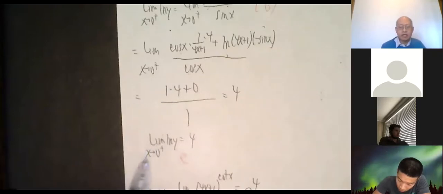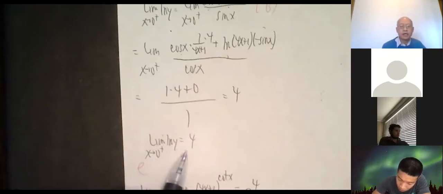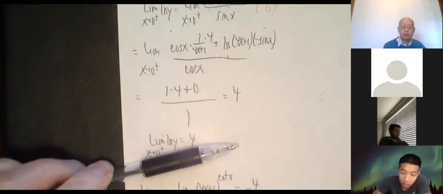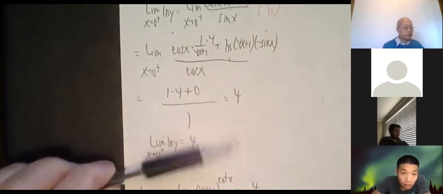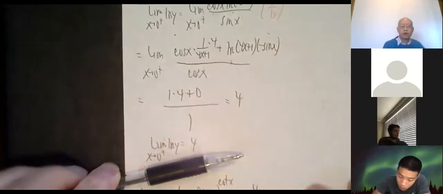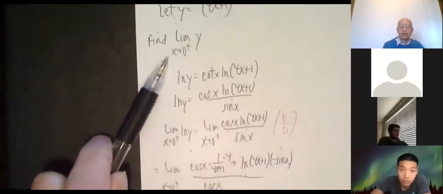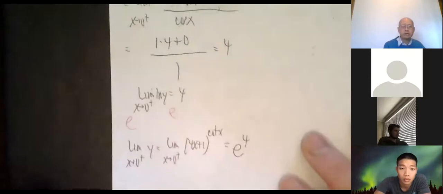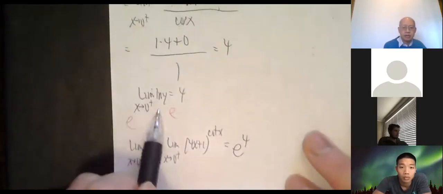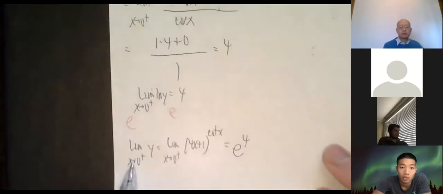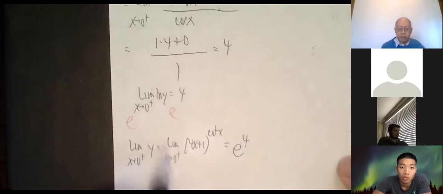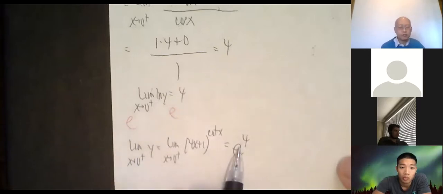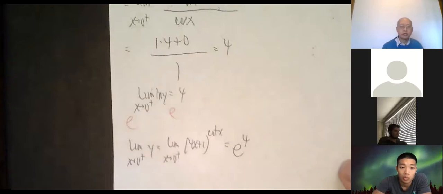Okay, so limit as x approaches 0 from the right of ln y is equal to 4. Okay. And you know the way the game works. I found the limit of ln y, 4, but I want the limit of y. So again, exponentiate, put an e here, e here. So the limit as x approaches 0 from the right of y, or the original, is e to the 4th power. So final answer is e to the 4th.